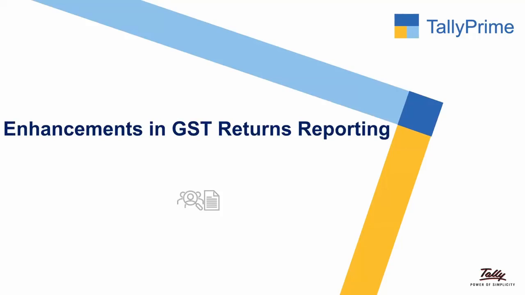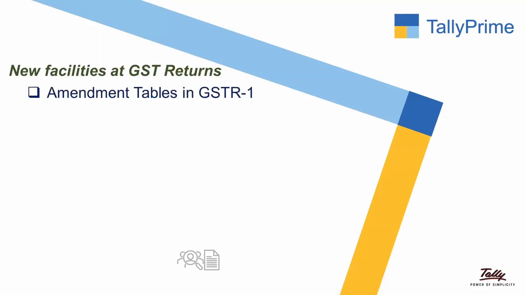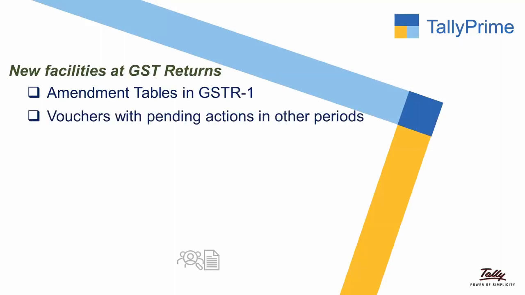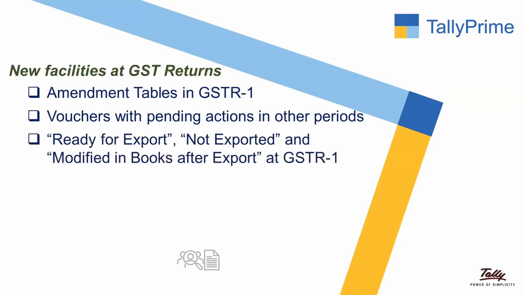Then, enhancements in GST returns reporting. What are the new facilities in GST returns? Many of you are experts, and a few of you might be very much experienced. What I am elaborating here, you would have already experienced. Anyway, let me just recap here. The new facilities are the amendment in GSTR1, and vouchers with pending actions in other reports. Okay, I'll just show that screen.